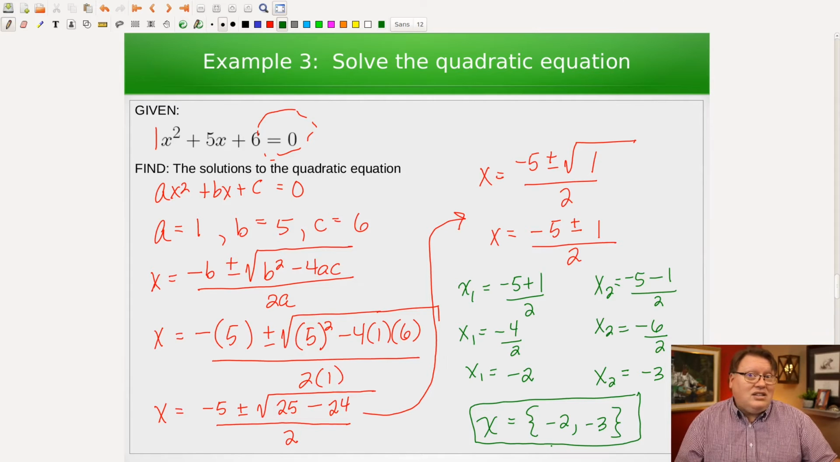Okay? So again, this isn't hard. You identify your A, B, and C only after you have everything equal to 0. Then you substitute into your quadratic formula. I suggest writing the formula down first and then doing your substitution. And when you're substituting, make sure you use parentheses. Then it's just a matter of simplifying and eventually solving for your two solutions. Okay?